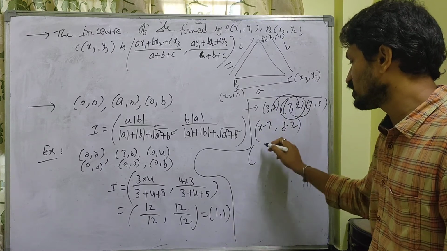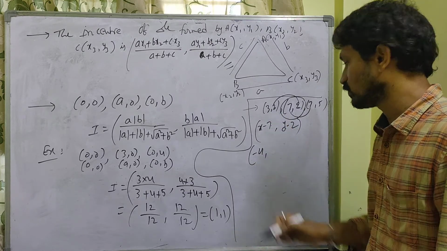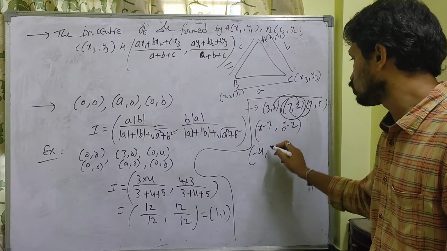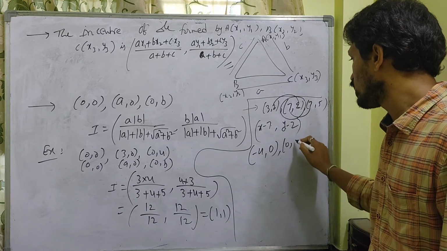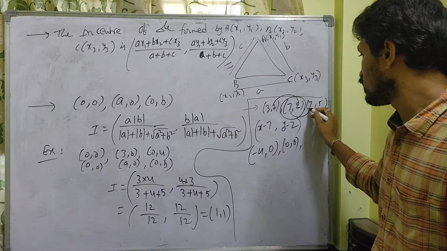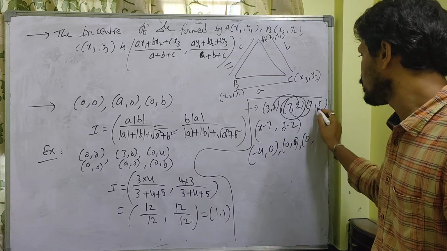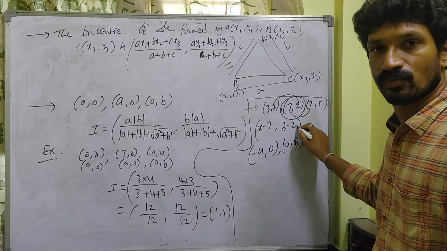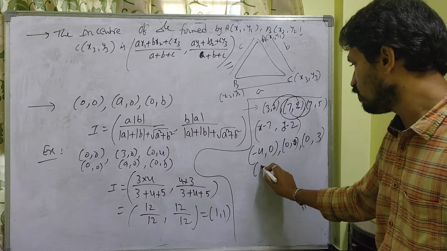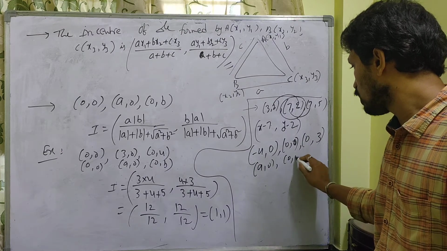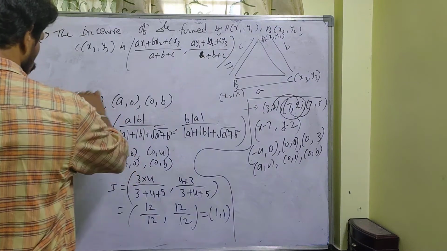So 3 minus 7, what do you get? 3 minus 7 is minus 4, comma 2 minus 2, that is 0. Next, 7 minus 7 is 0, 2 minus 2 is 0. Now this is nothing but 7 minus 7, 0. Next 5 minus 2, that is nothing but 3. So now it is in the form of a comma 0, 0 comma 0, 0 comma b. Now it becomes this form.